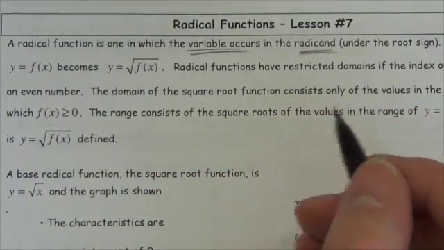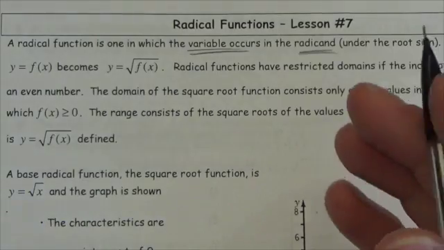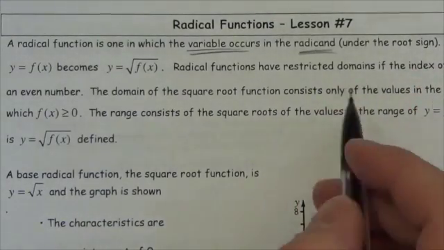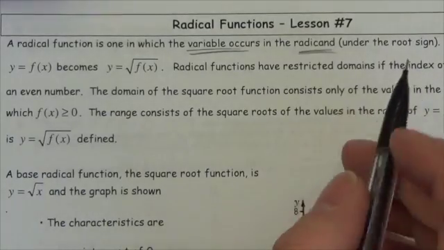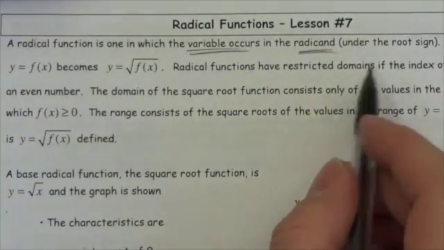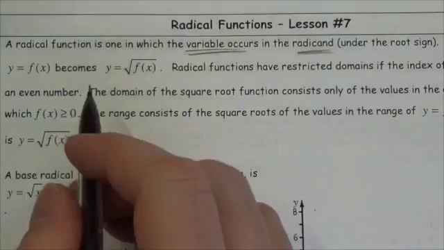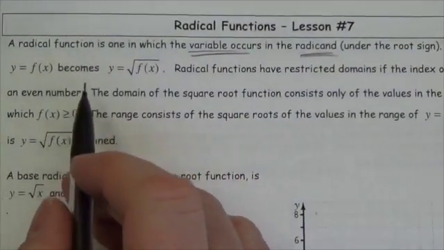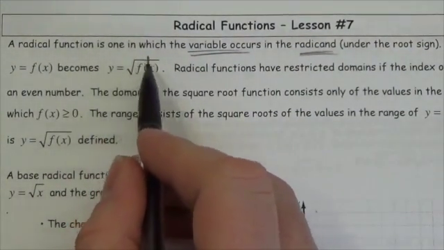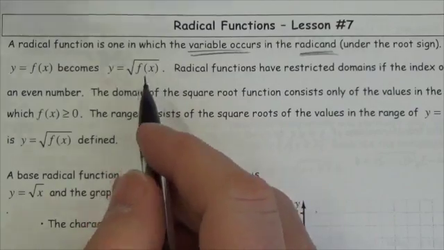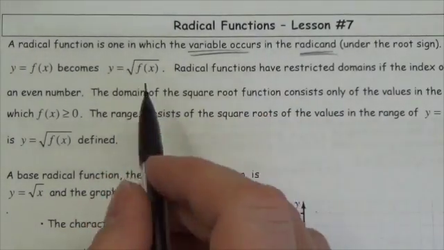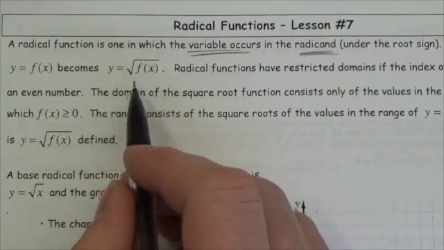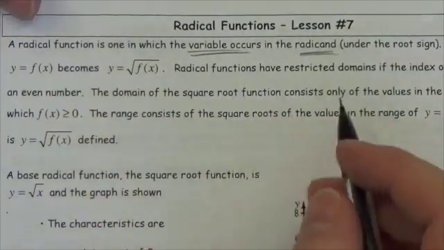We always name functions in terms of where the independent variable sits. So, for a radical function, the independent variable is in the radicand, or under the root sign. Then our function y equals f of x is going to become the square root of f of x. In essence, we're performing a transformation: taking a function and finding the root of it.